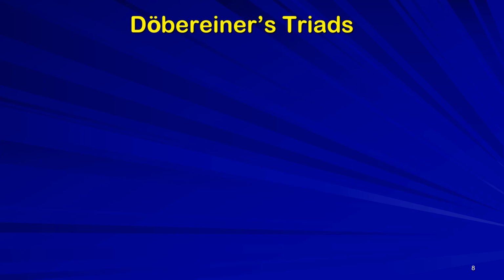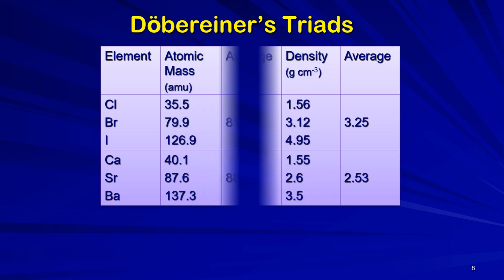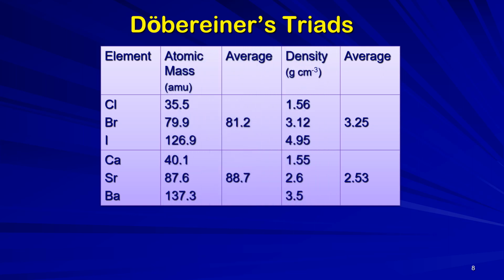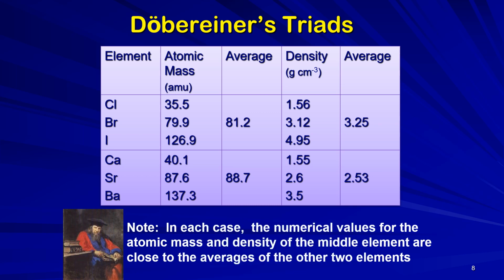Now the Dobereiner's triads explained. Here we have the examples. You can see the atomic masses. We have the average of the atomic masses. You can see that the average is close to that of bromine, which is in the middle of the triad. And for strontium, it is almost equal to the average, and strontium is also in the middle of the triad. And even the densities, you can see it is so close. Note, in each case, the numerical values for the atomic mass and density of the middle element are close to the averages of the other two elements.